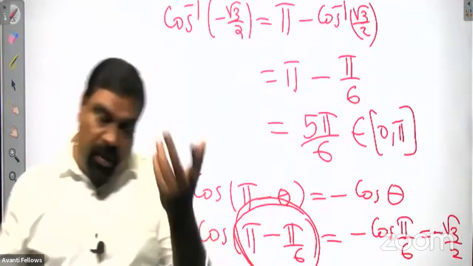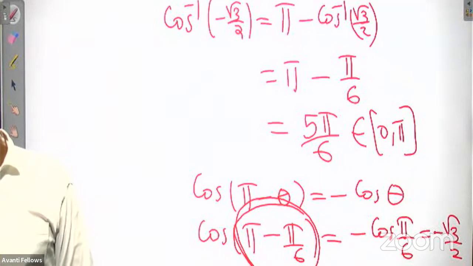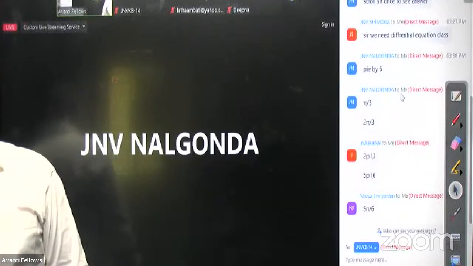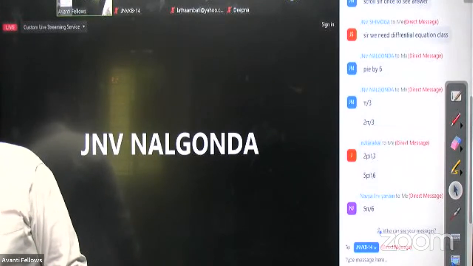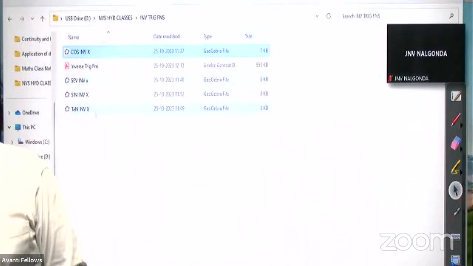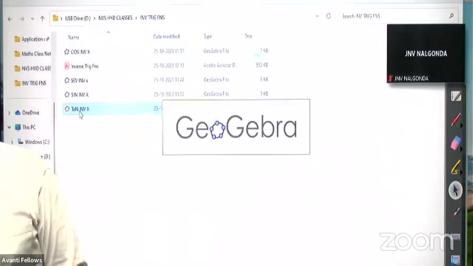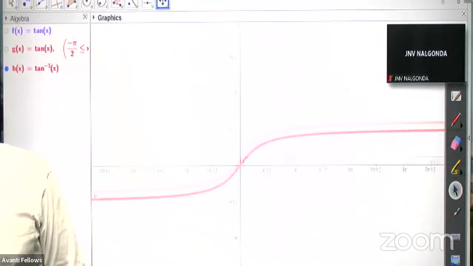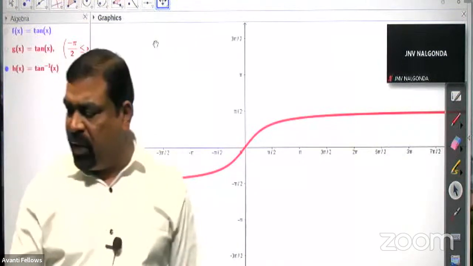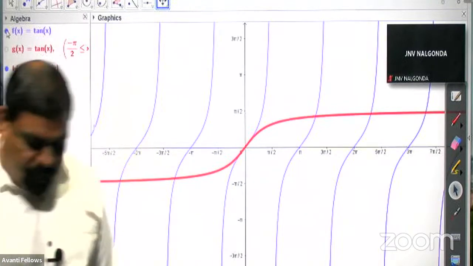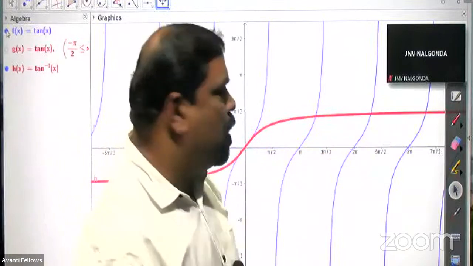So the next one is tan inverse x. Just wait a minute. I will show the graph of the tan inverse x function. This is the graph of the tan inverse x function. Tan x graph you see. This blue graph represents the graph of tan x.